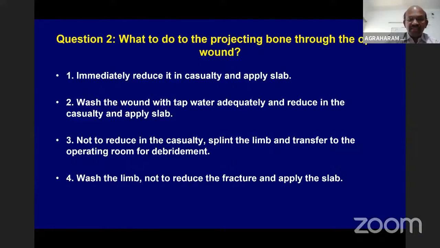So the first question is, what can we do when the bone is seen projecting through the open wound? In our institution, we don't reduce the bone immediately when we see the patient in the casualty. We don't give any wash in the casualty. We just apply the sterile dressing, splint the limb and proceed for investigations and evaluation. Our aim is to take the patient as early as possible to the theater rather than washing in the casualty. Washing in casualty has a disadvantage: we may push the contaminants deeper into the compartments or into the bone, making proper debridement impossible later, and that can be a source of infection.